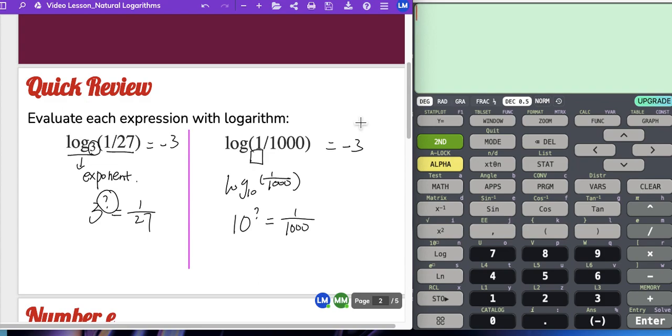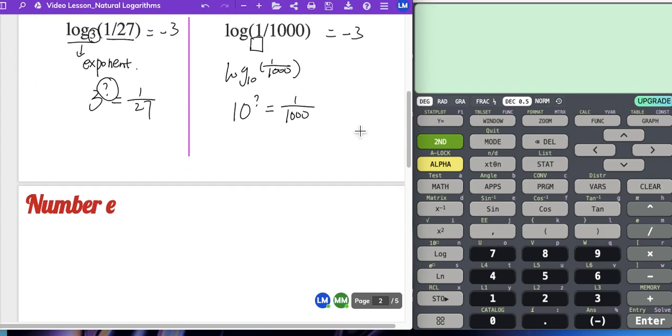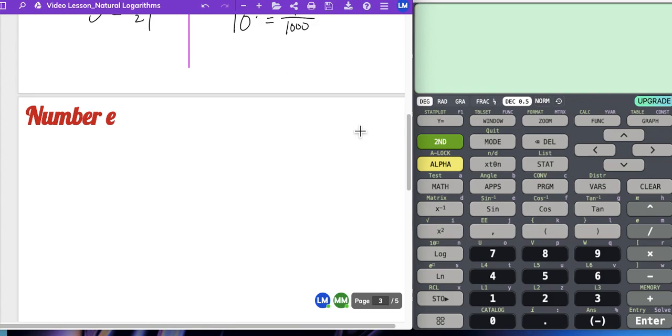The natural logarithm is actually another type of logarithm, and it also has a very special number as its base. To introduce the natural logarithm, we are going to introduce a new number, which is called the number e. It's a very special number.